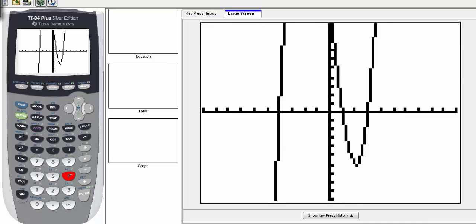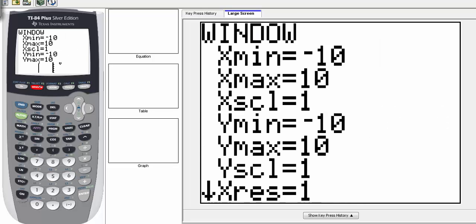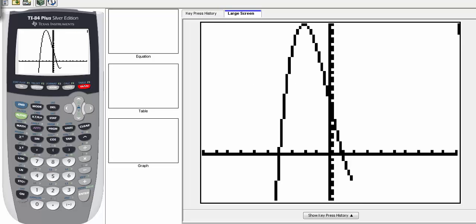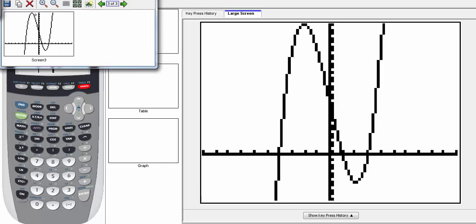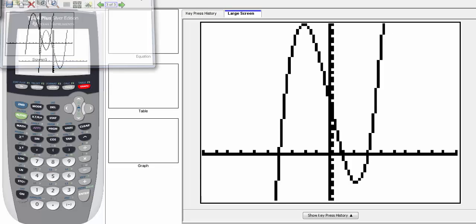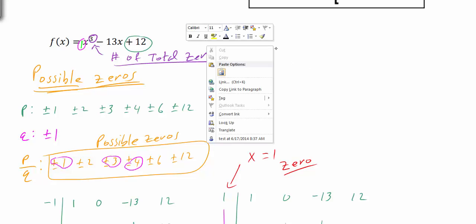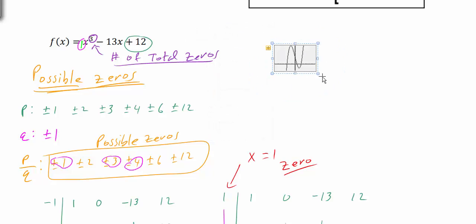And it looks like it's going to go off the top of the screen here a little bit at the top. So I'm going to go in and adjust the window. So I need to increase the Y max. And I'm going to go ahead and make that, let's just say 30 and see if that works. And that looks like a pretty good picture of our graph. And once again, if we copy this over, what can we discover here?